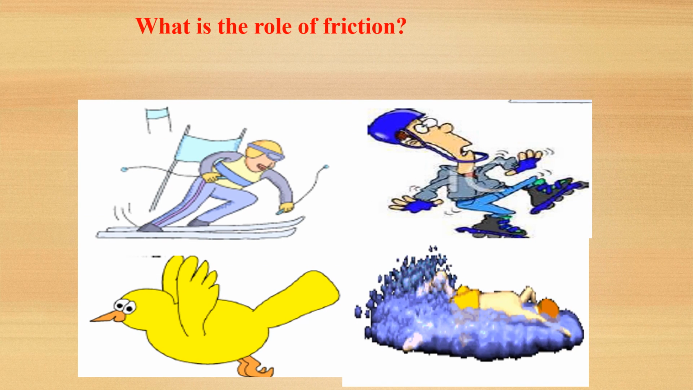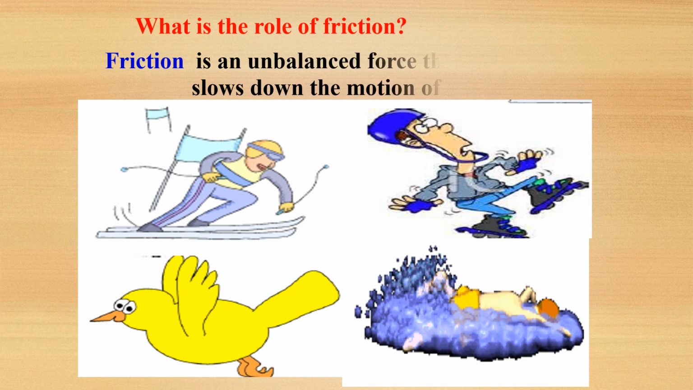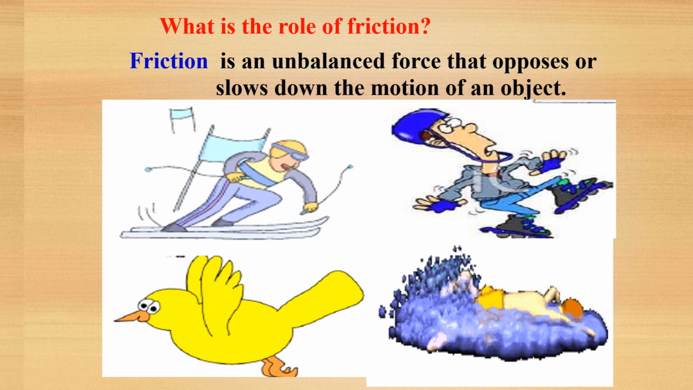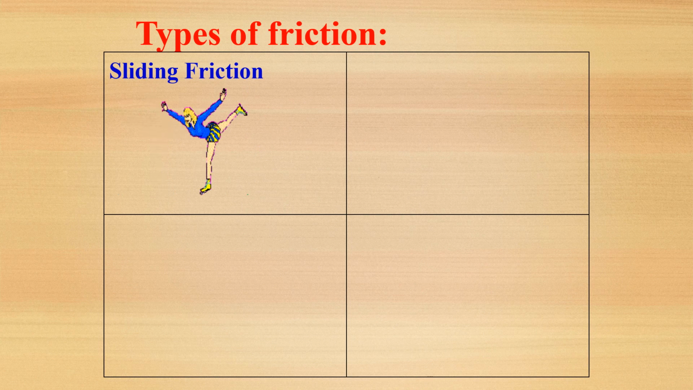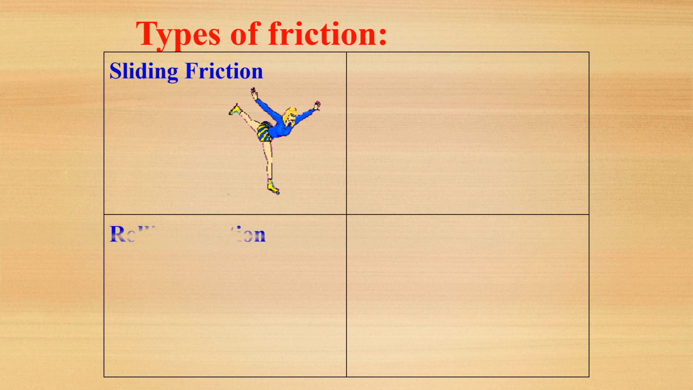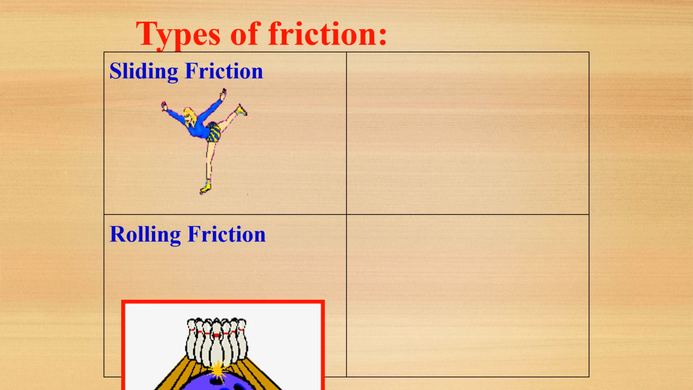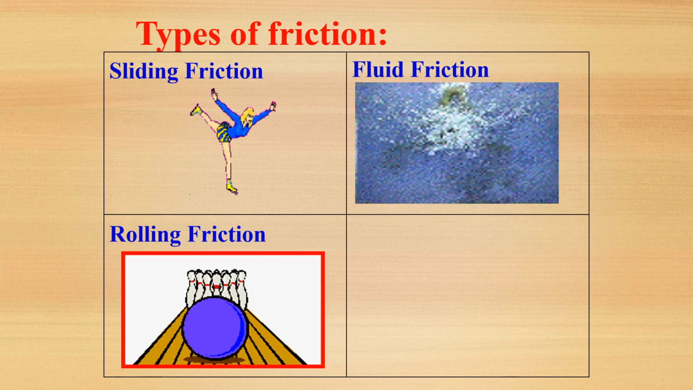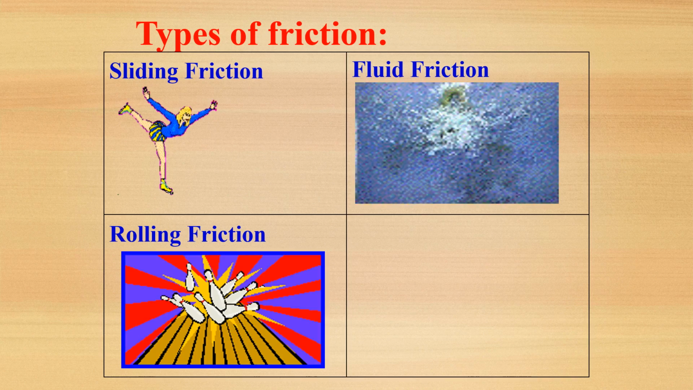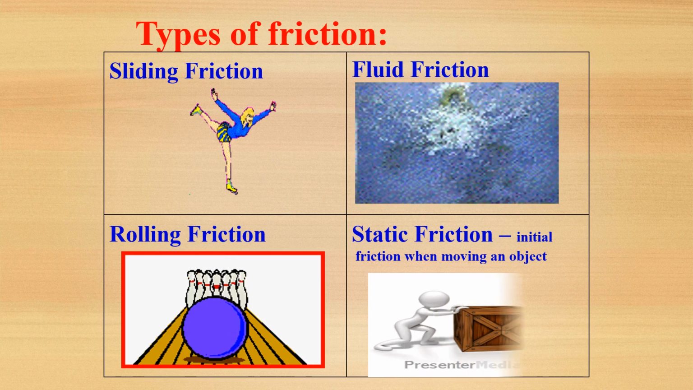What is the role of friction? Friction is an unbalanced force that opposes or slows down the motion of an object. There are four types of friction: sliding friction, rolling friction, fluid friction, and static friction.